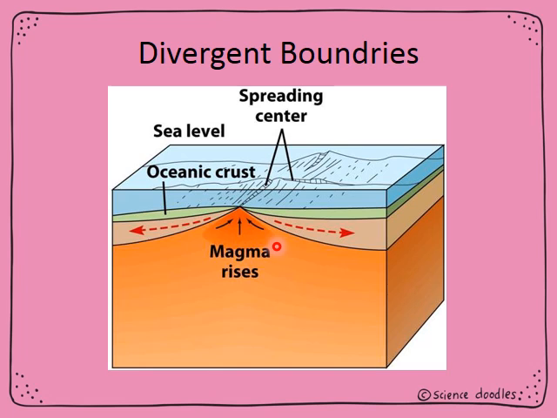So this is what's happening in the Atlantic Ocean. Every year, the Atlantic Ocean gets a little bit wider because the African and European plates are moving to the east, and the South American and North American plates are moving to the west. And so the Atlantic Ocean gets a little bit wider every year.